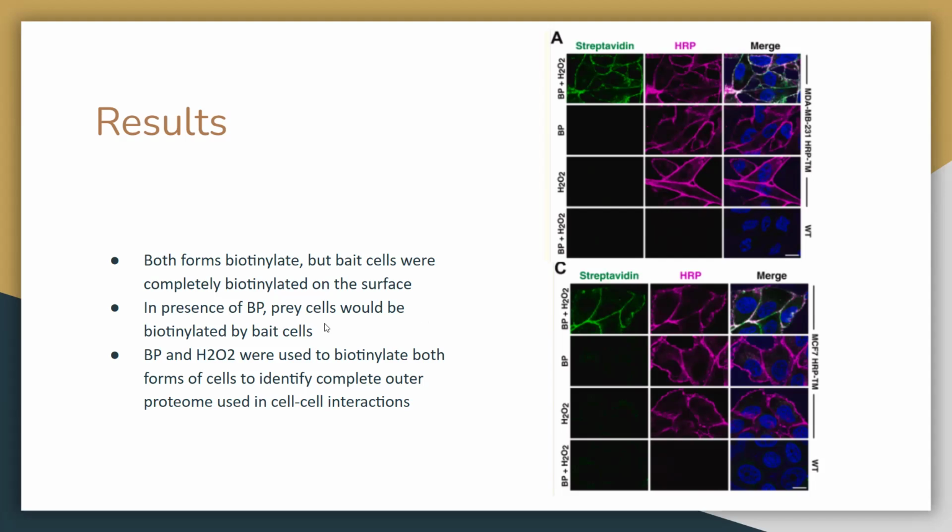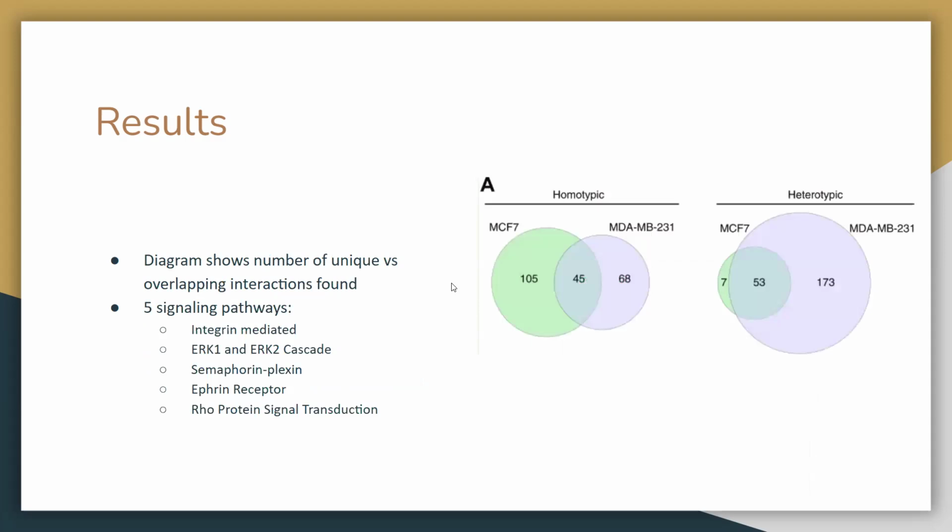What they did as a follow-up was that in the presence of BP, they could fully biotinylate prey cells by putting in the bait cells that had already been biotinylated. Then, when BP and hydrogen peroxide were both used, they could identify the complete outer proteome used in cell-to-cell interactions, which would allow them to identify both areas of commonality and difference, and what proteins were actually active in the transfer of data and movement of cancer cells.